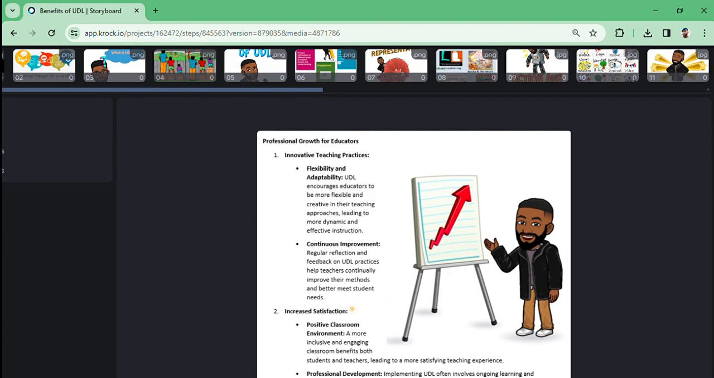It also increases satisfaction as the classroom environment is more positive, so a student will be more satisfied as well as the teacher. So this will be effective in making the environment more conducive for teaching and learning.